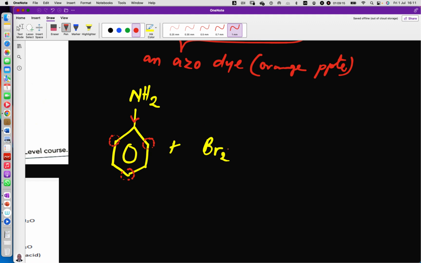So when they react with bromine, bromine is going to substitute hydrogen at the 2nd, the 4th, and the 6th position. Bromine is considered as the incoming group. So now, what would be the result of this? The result of this will be this one.